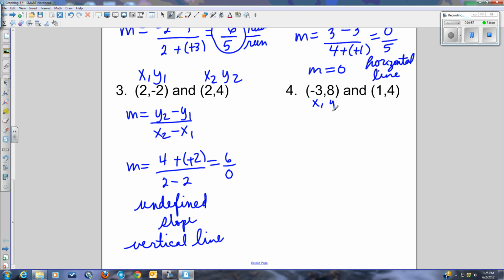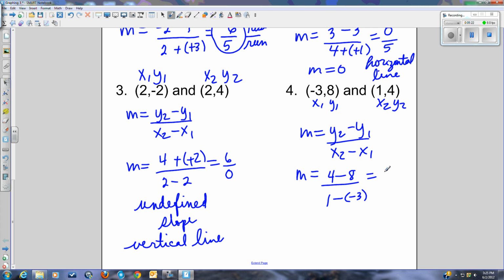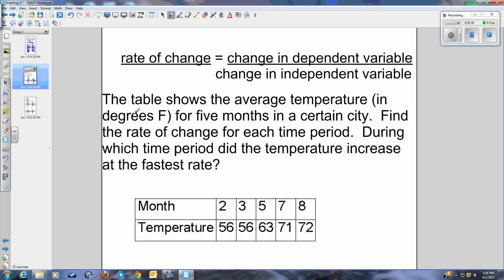Negative 3, 8, and 1, 4. So again, write your formula: y2 minus y1 over x2 minus x1. Plug in your points. So I have 4 minus 8 over 1 minus negative 3. So I get negative 4 over positive 4, which gives me a slope of negative 1. Moving on to the next page.